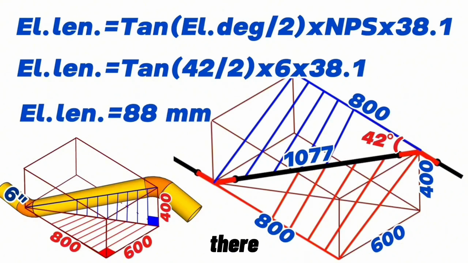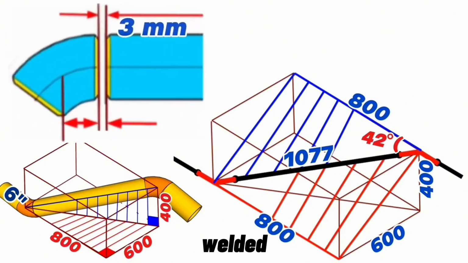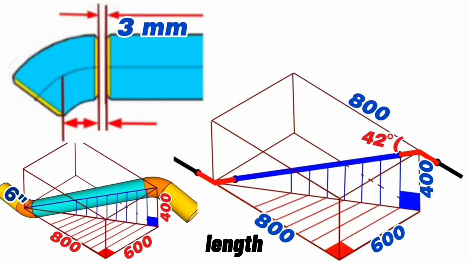Also, during fit-up there should be a gap of about 3 millimeters between the pipe and elbow to be welded. Having this gap is for better root welding. We should take these gaps into account when calculating the length of the blue color pipe section. If we subtract the lengths of the 42 degree cut elbows and the gaps for welding from this total length, we can find the length of the blue color pipe section.